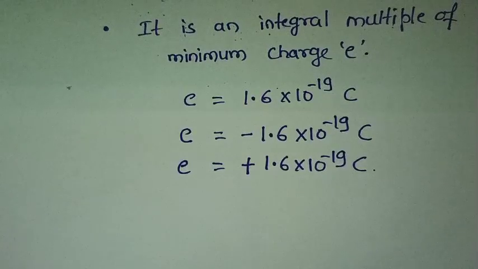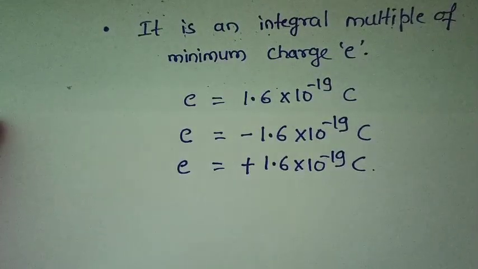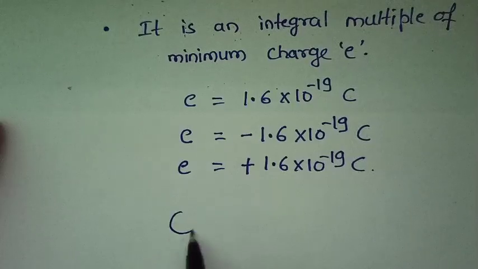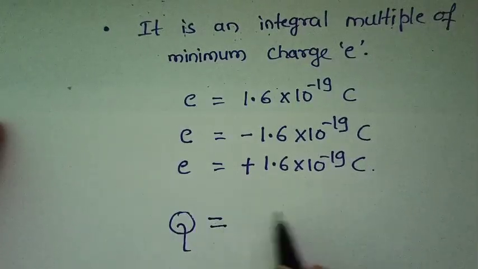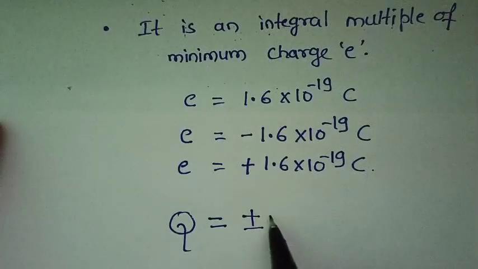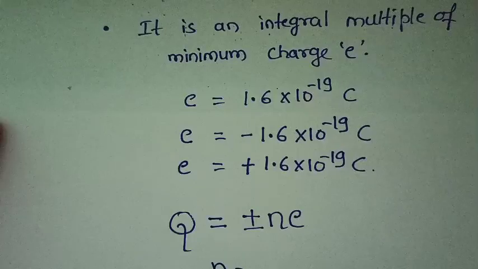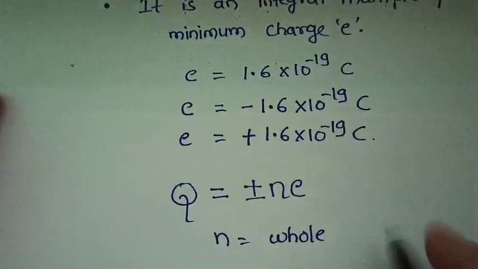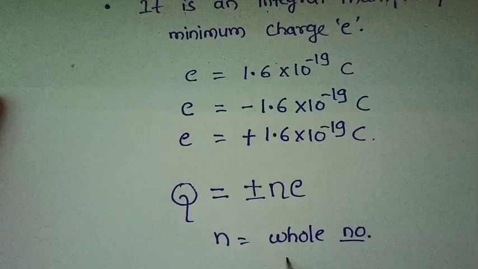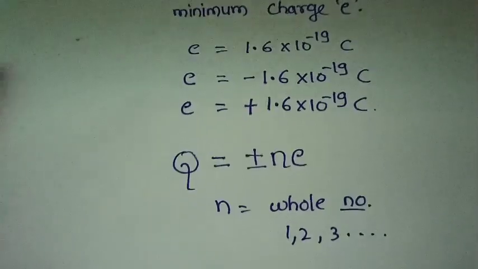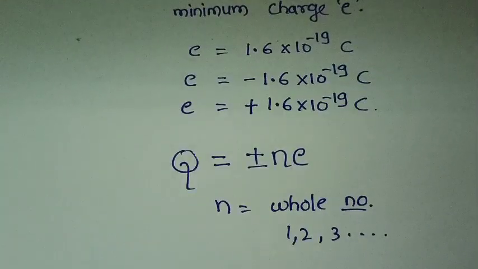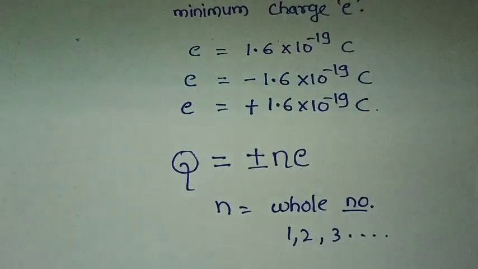Now, this quantization of charge can be expressed as an equation. Let Q be the charge, which equals plus or minus n times e, where n is nothing but a whole number, that is 1, 2, 3 and so on. I said it should not be a decimal, because the charges are transferred as a whole. They won't break up and transfer. Instead, they transfer as a whole.